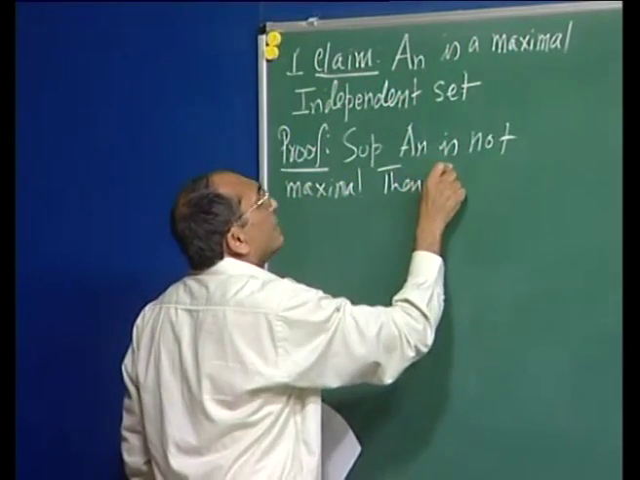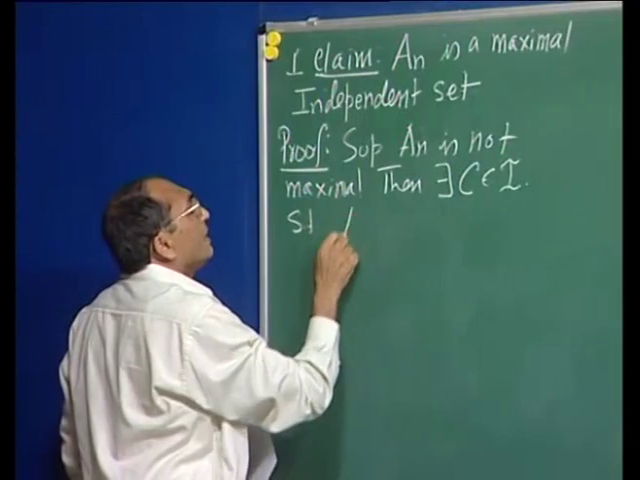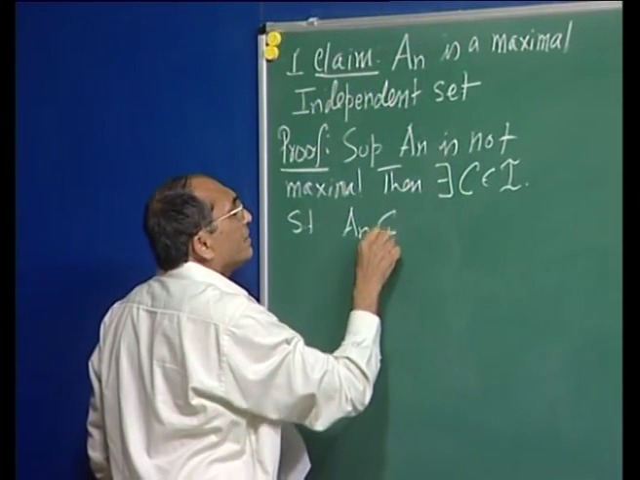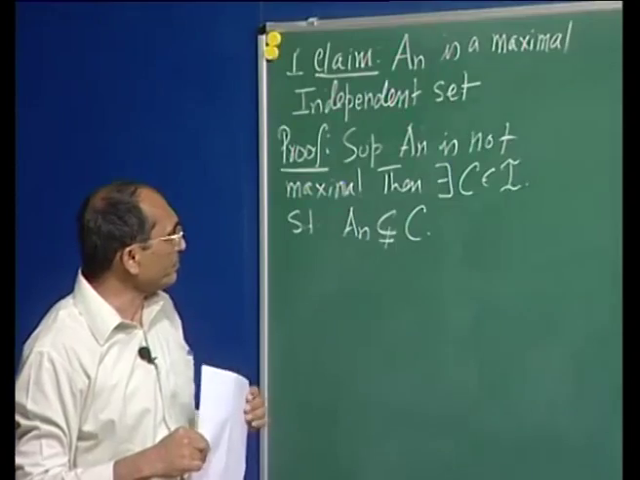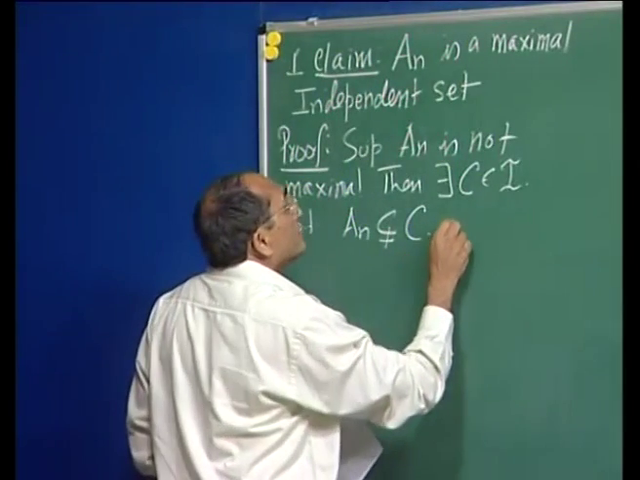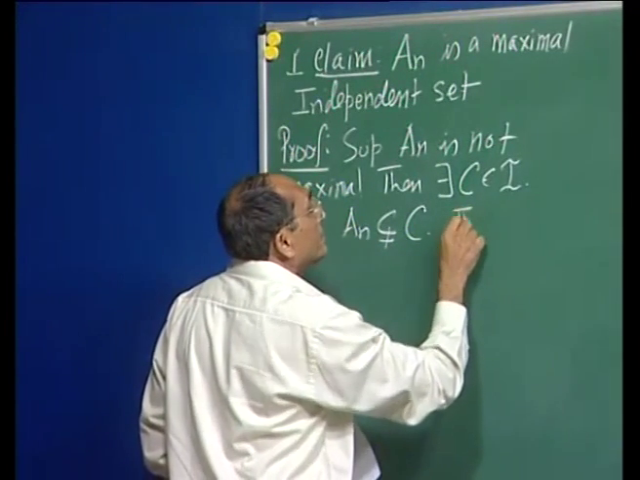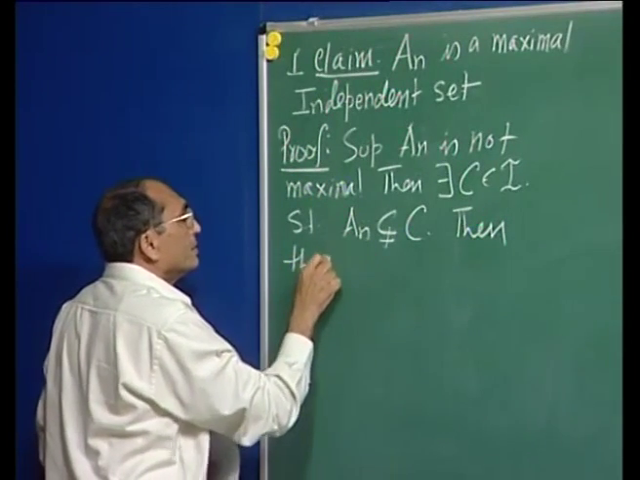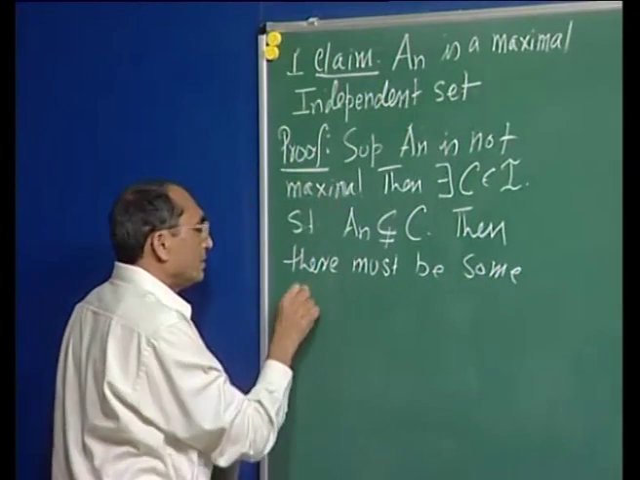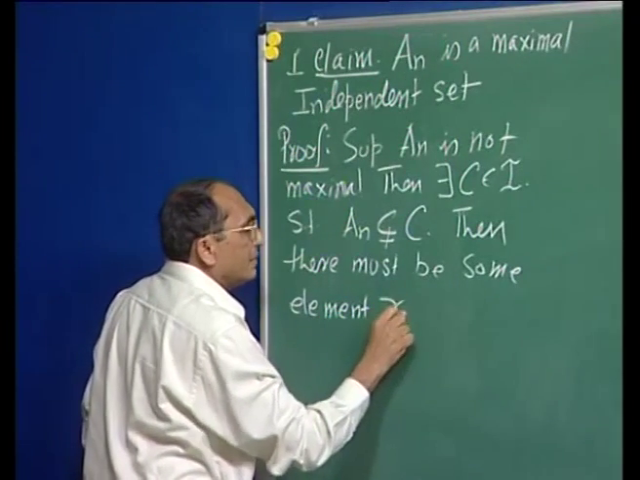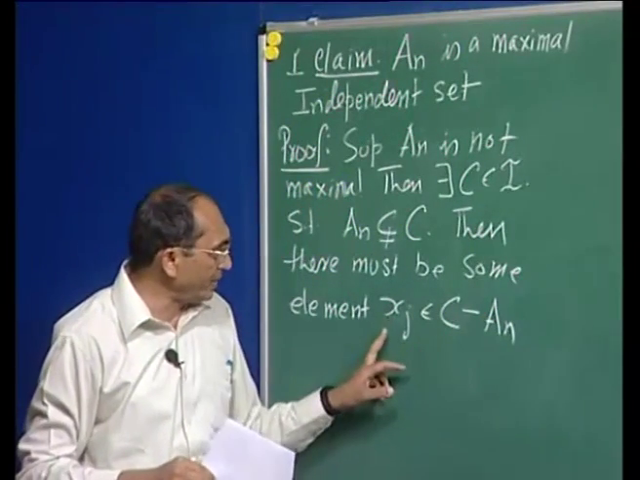Then there exists a set C in I such that A_n is strictly contained in C. This means that it is contained in C, but it is not equal to C. Now, since C is strictly larger than A_n, there must be some element x_j in C minus A_n. In the difference set, there must be an element x_j.